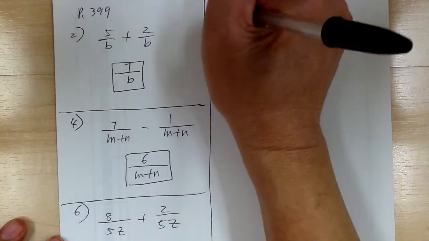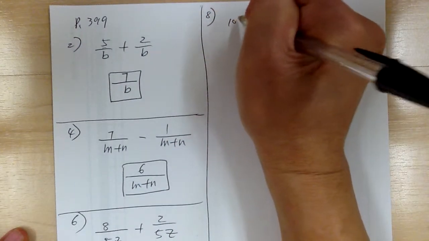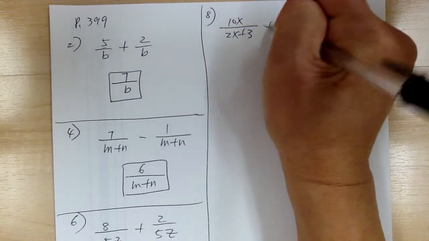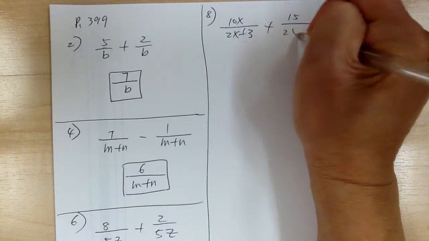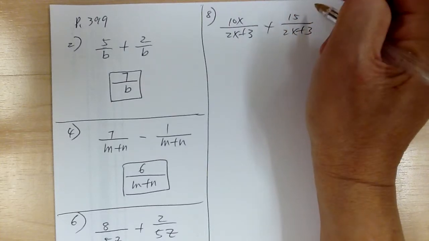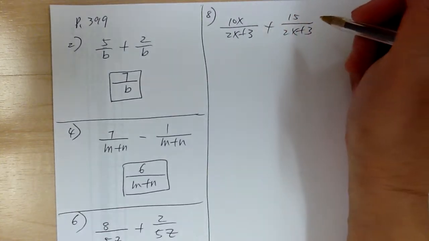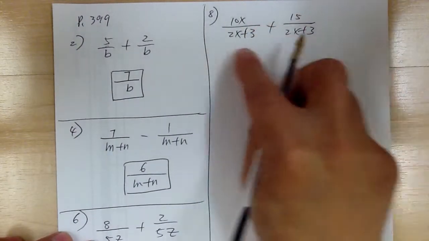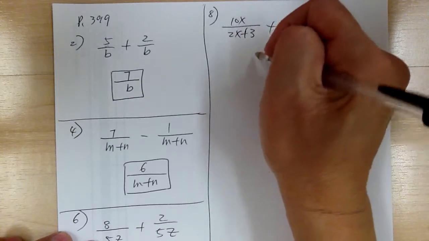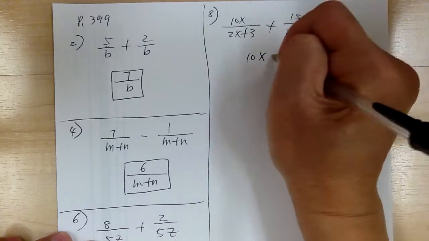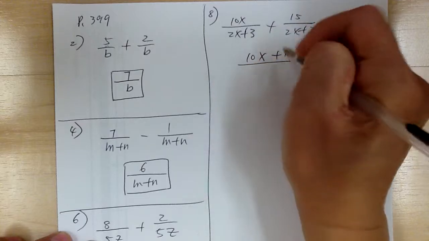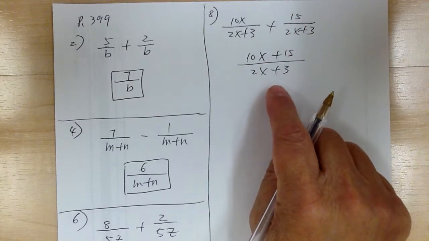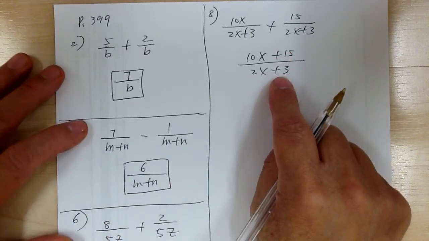Okay, let's go to 8. We have 10x over 2x plus 3 plus 15 over 2x plus 3. Okay, so you can check your common denominator. They're the same, so you can go and add. So when you add, these are unlike terms, so you cannot mix them. You have to leave them alone.